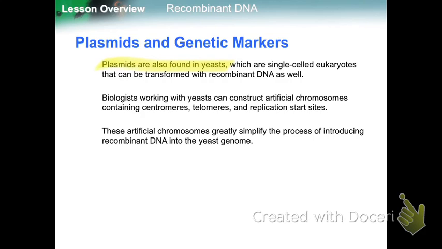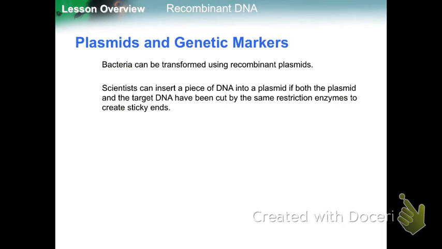Plasmids are also found in yeasts. Yeasts are single-celled eukaryotes that can be transformed with recombinant DNA as well. Biologists working with yeast can construct artificial chromosomes containing centromeres, telomeres, and replication start sites. These artificial chromosomes simplify the process of introducing recombinant DNA into the yeast genome. Bacteria can be transformed using these recombinant plasmids. Scientists can insert a piece of DNA into a plasmid if both the plasmid and the target DNA have the same sticky ends, as we've already discussed.